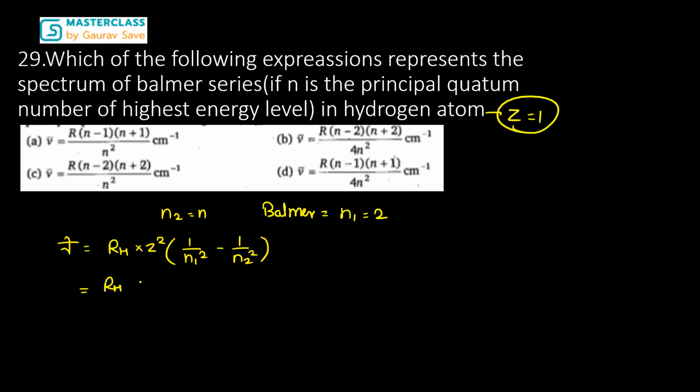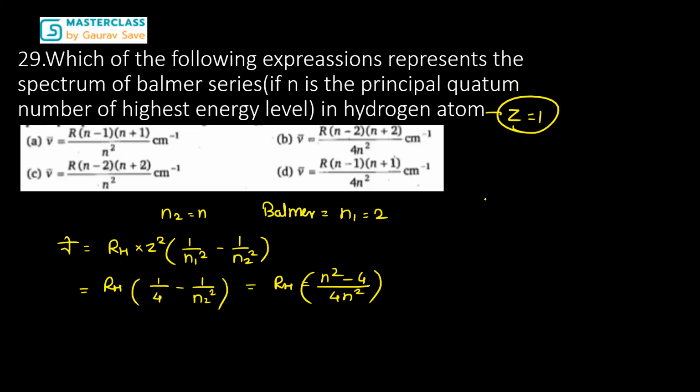RH into 1 square is 1, so let's not write it down. Upon 1 upon n1 square, which is 4, minus 1 upon n2 square. This is the answer, guys. And as you can see, none of these answers are matching. But there are some answers in terms of 4n square, so we can just try to cross multiply. This will become RH into n square minus 4 upon 4n square. Even after cross multiplication, none of these answers are matching.